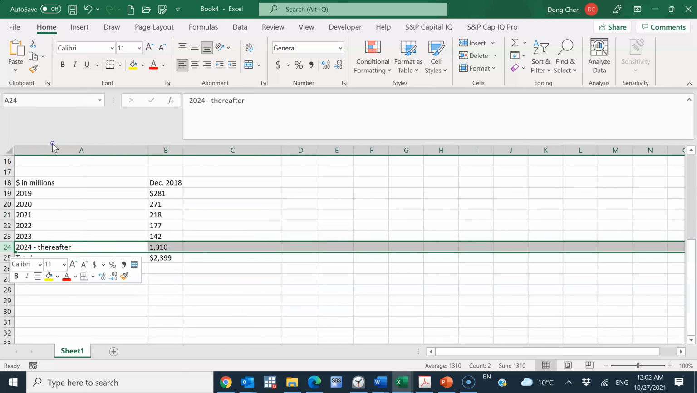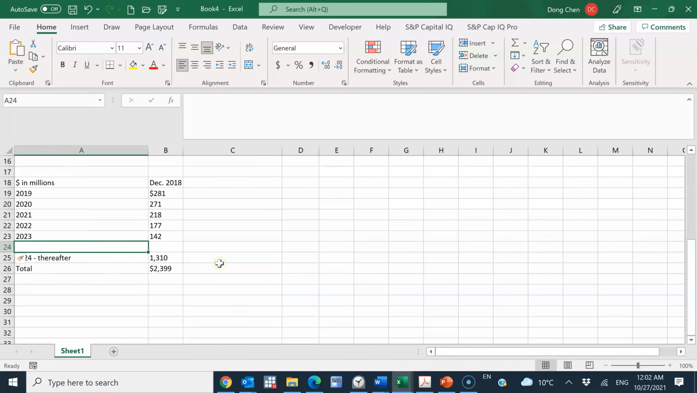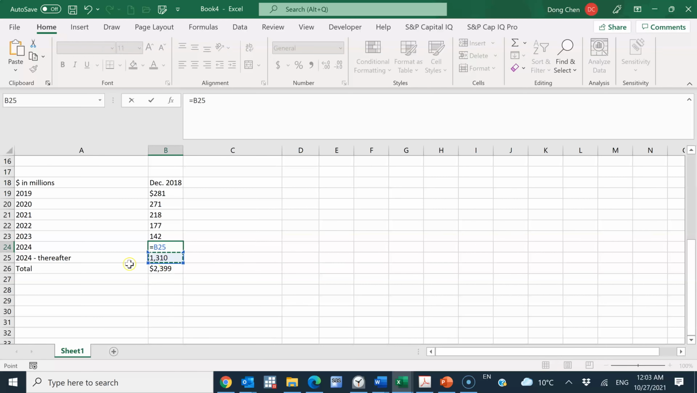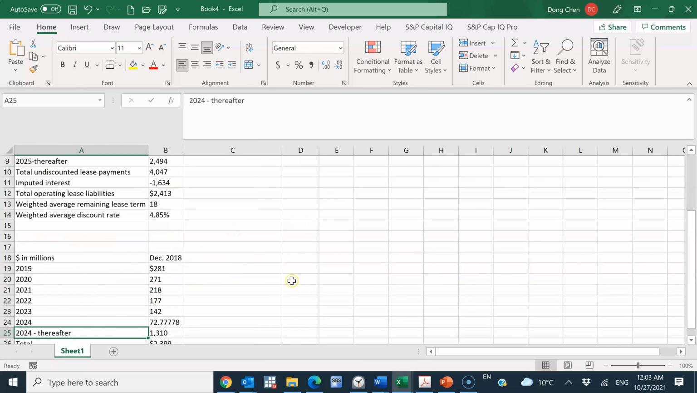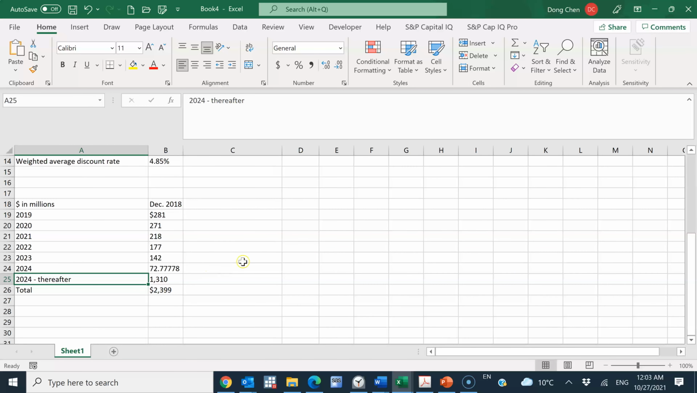And similar to what I did earlier, what I want to do here is to write just a 1 year. But remember, this 1 year represents the constant payment for the next 18 years. So it's going to be 13. Now the thereafter amount will change, right? It's 1310 divided by 18, right? We still have 18 total lease payments after 2023.